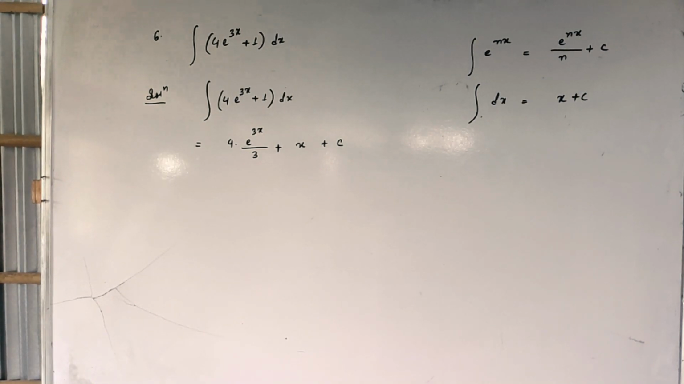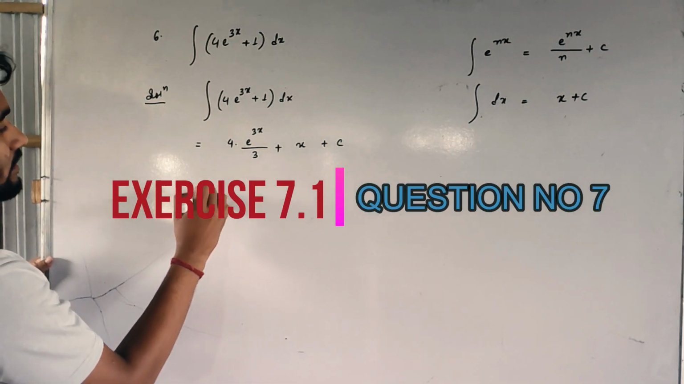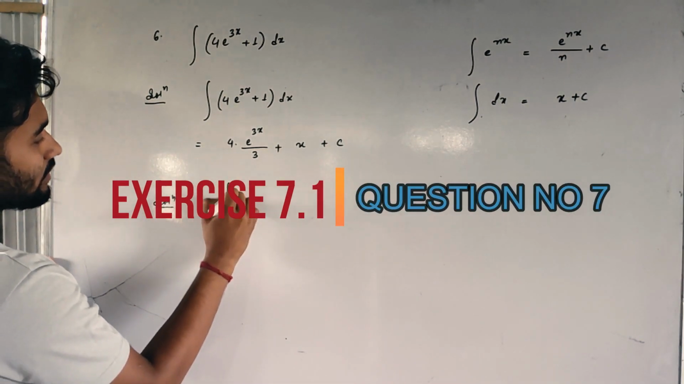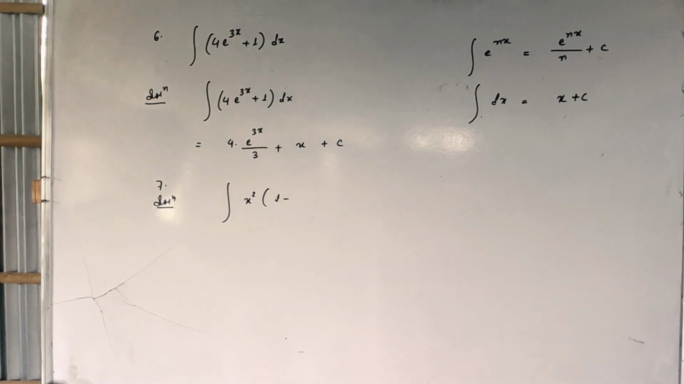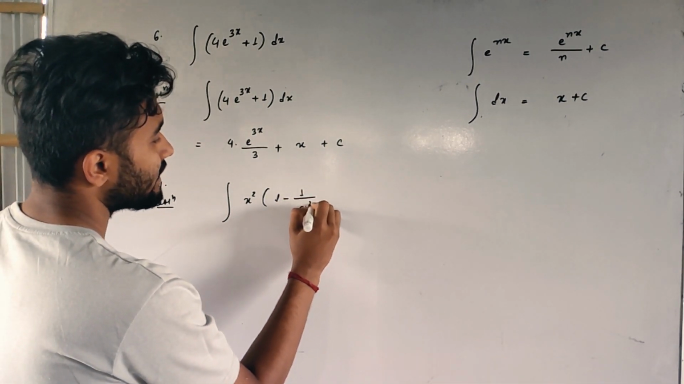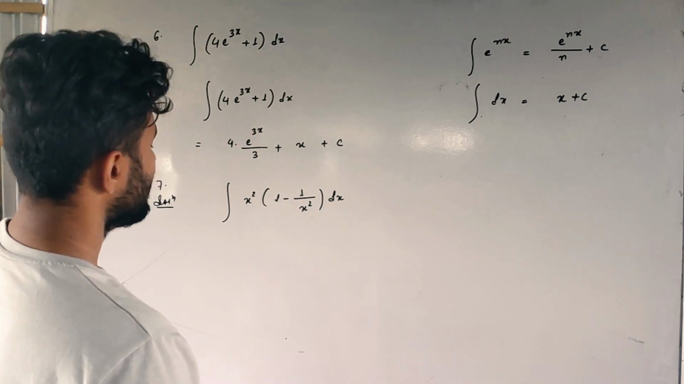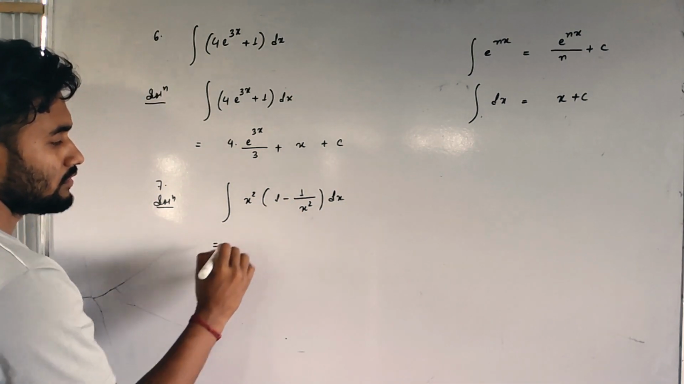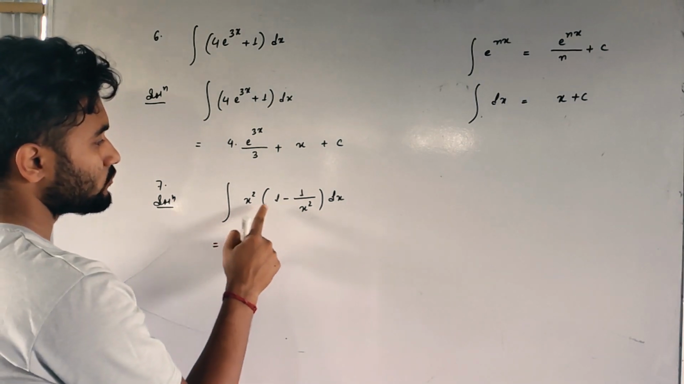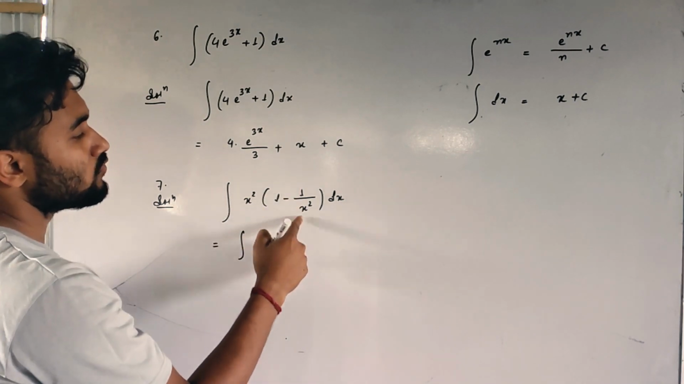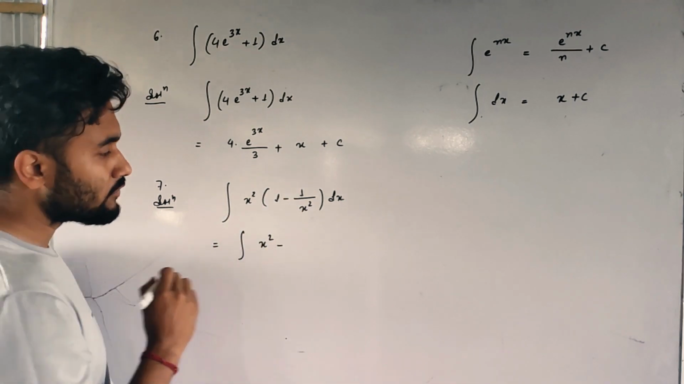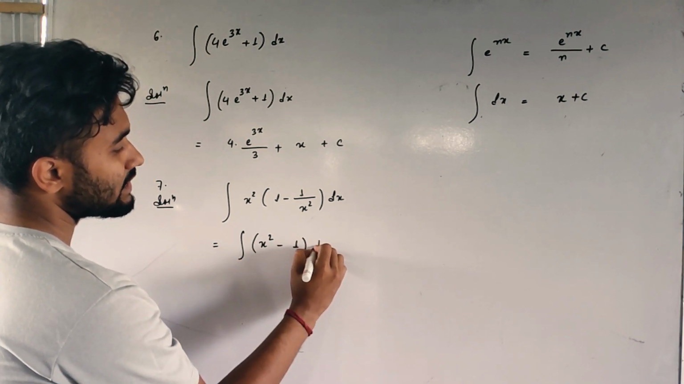It is x square into 1 minus 1 by x square dx. So question number 7, solution: integral of x square into 1 minus 1 by x square dx. Now we will multiply here. x square into 1 will be x square, minus x square into 1 by x square. x square will get cancelled out, and only 1 will remain. So x square minus 1 dx.